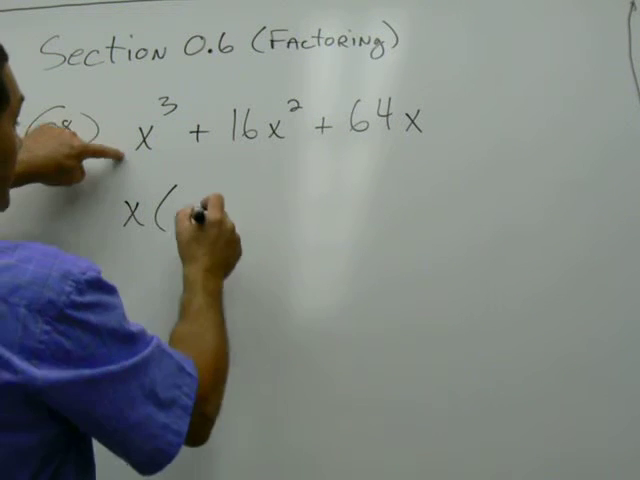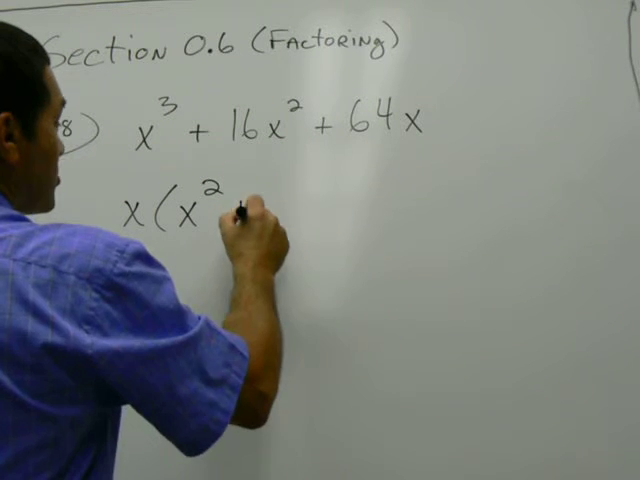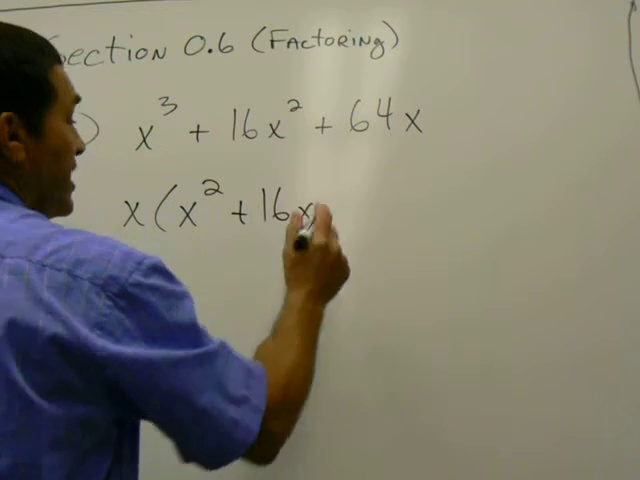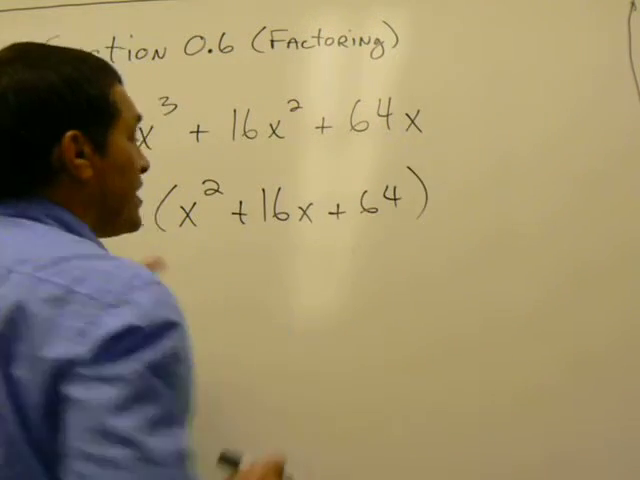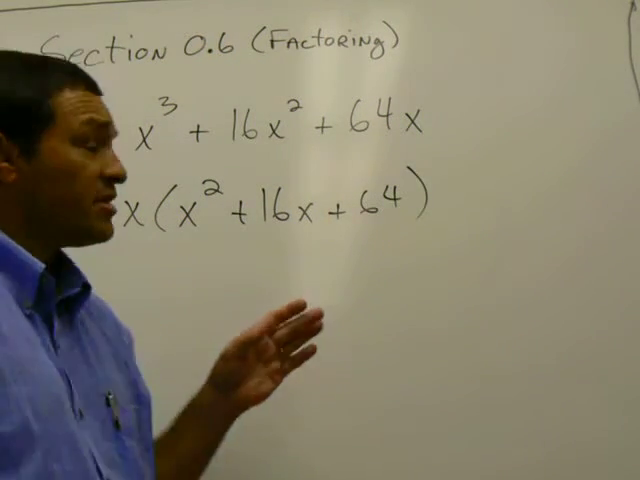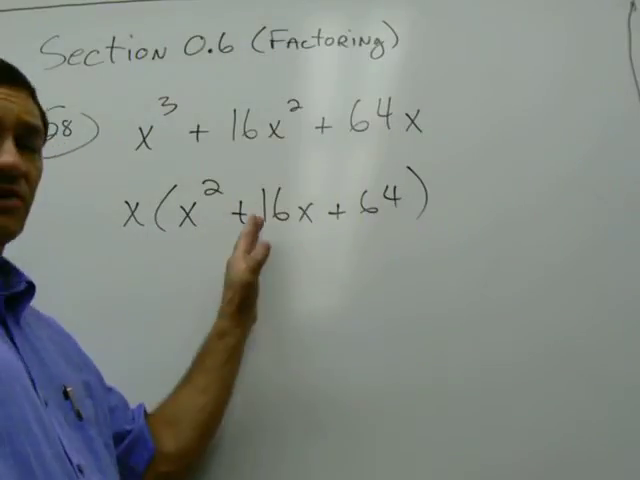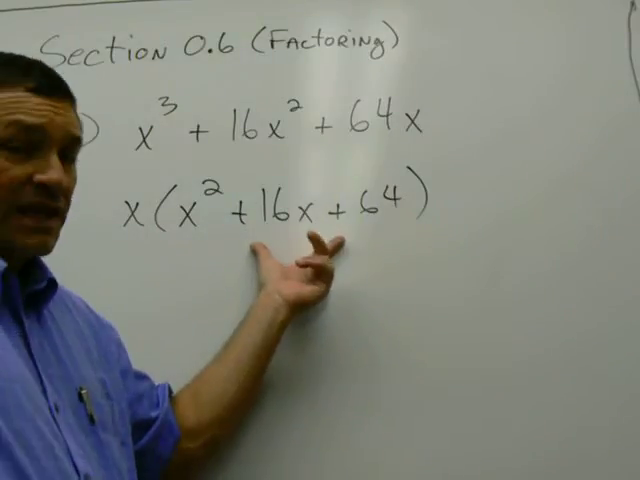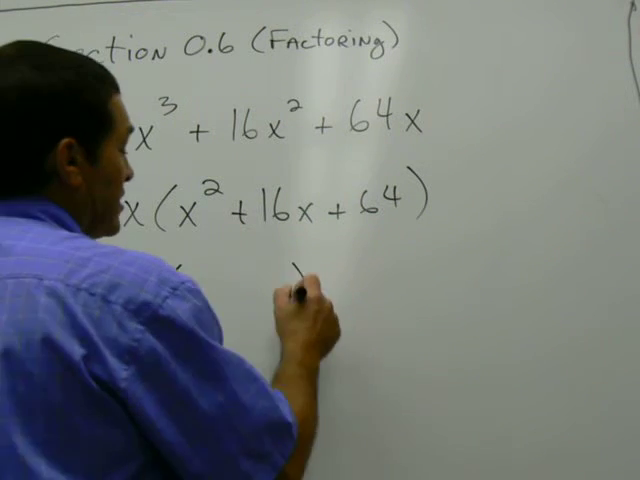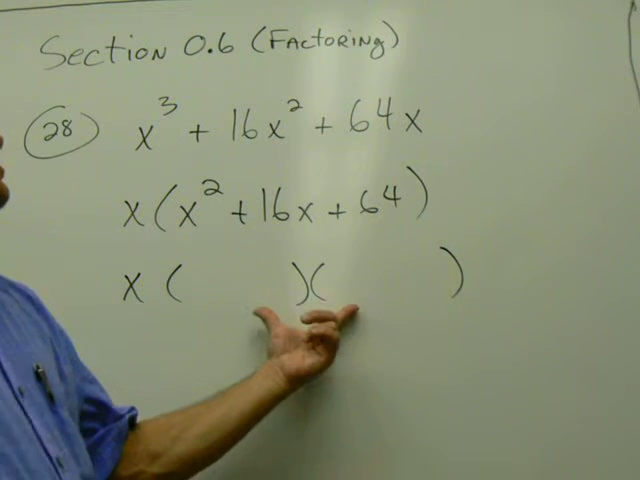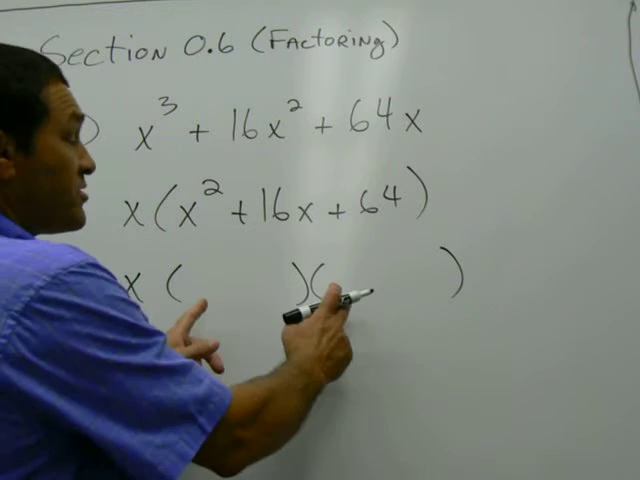x times x cubed divided by x is x squared. 16x squared divided by x would be 16x. 64x divided by x would be 64. Now, you're not through. You want to look at what you arrive at here and ask yourself, can I still factor anything that I have? And this trinomial can be factored using the FOIL method backwards. So I'm going to write x as a product of the two binomials times the x. Use the FOIL method backwards.